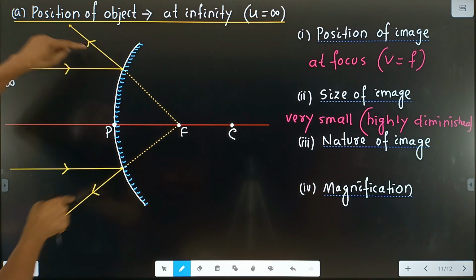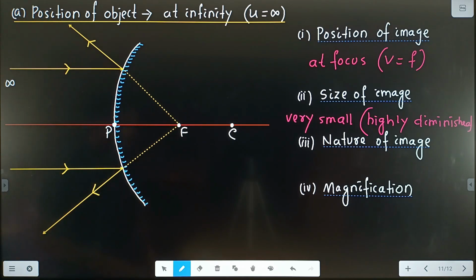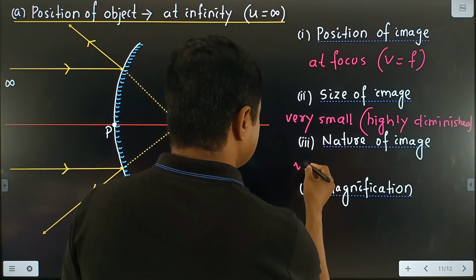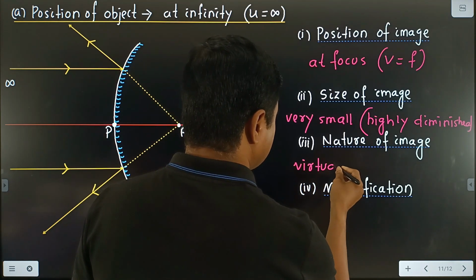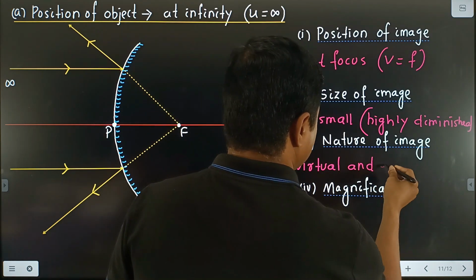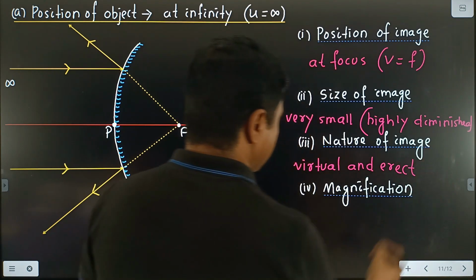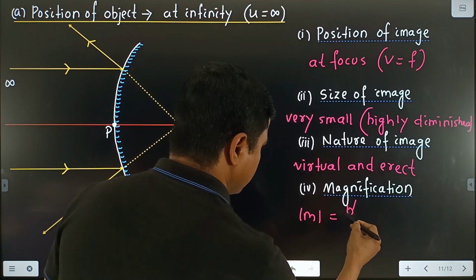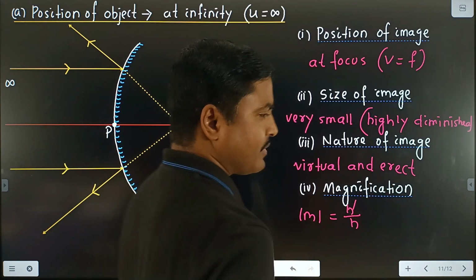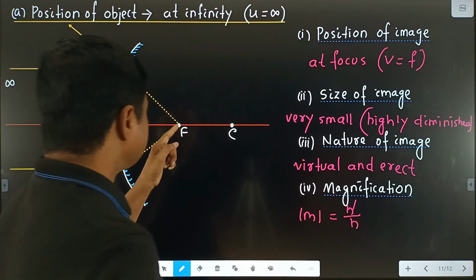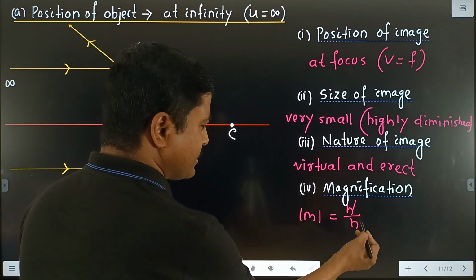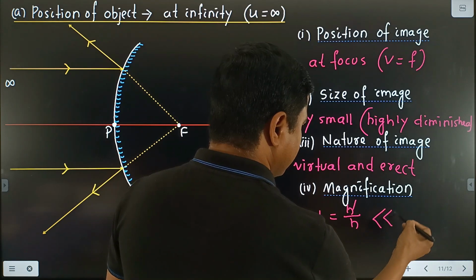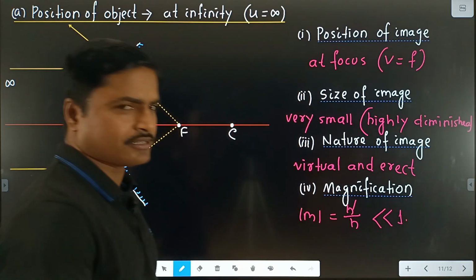Here both reflected rays diverge from each other. Diverge means we extend both the reflected rays in the backward direction. So the nature of the image is virtual, not real. Virtual and erect. And what is the magnification? The magnitude of magnification is equal to the size of the image divided by the size of the object, and the image is very small, so a very small quantity divided by a finite quantity is very, very much less than 1 in this case.